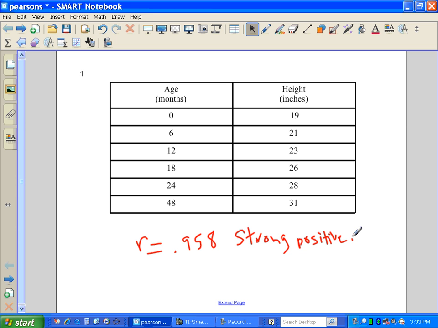Make sure that you ask for the tech tip in your math class, and hopefully this will help you learn how to find the Pearson's R correlation coefficient, which measures the strength of the relationship between two variables.